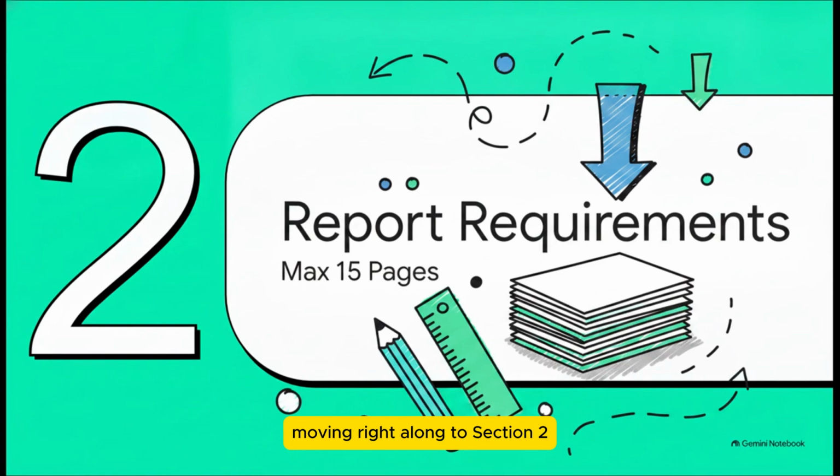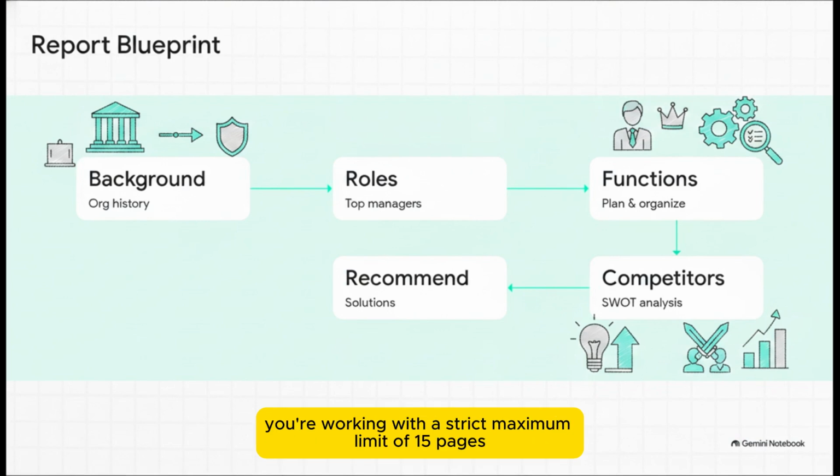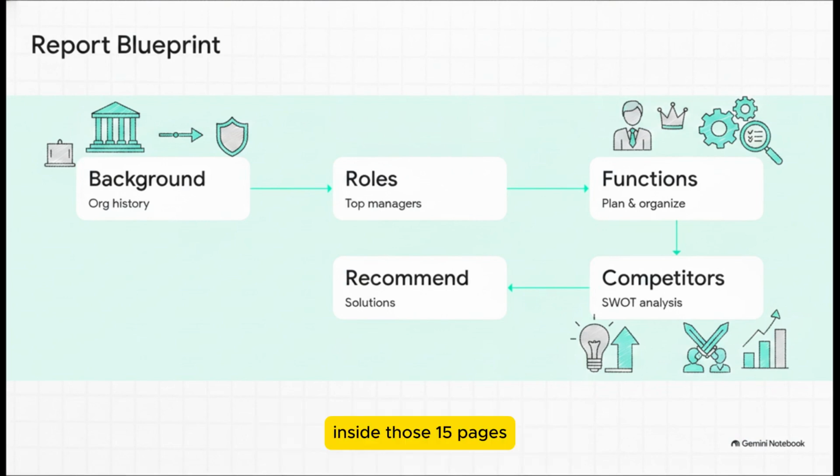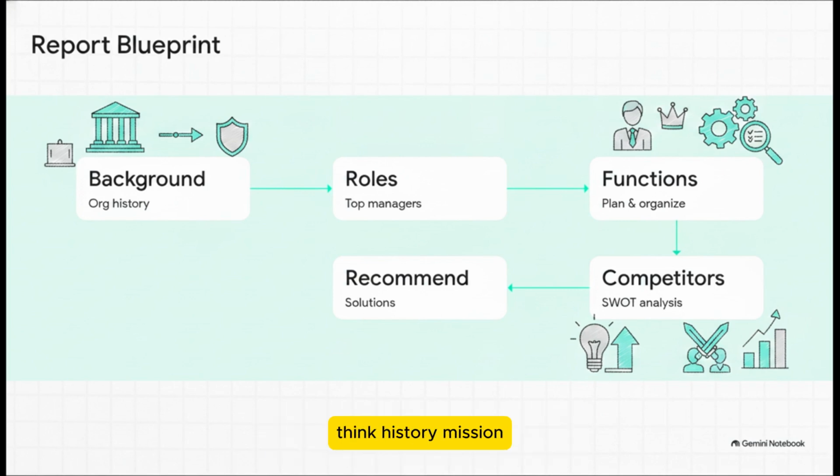Moving right along to Section 2, Core Report Requirements. For the main body of your report, you're working with a strict maximum limit of 15 pages. Inside those 15 pages, you've got to follow a rock-solid 5-step blueprint. Step 1, start with the background of the organization. Think history, mission, vision, and organizational structure.